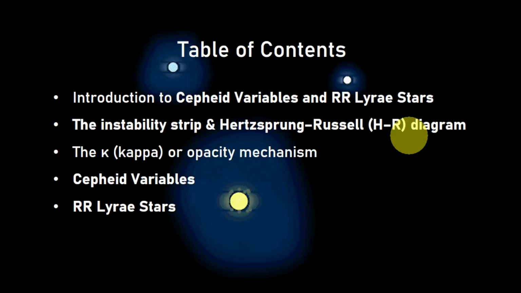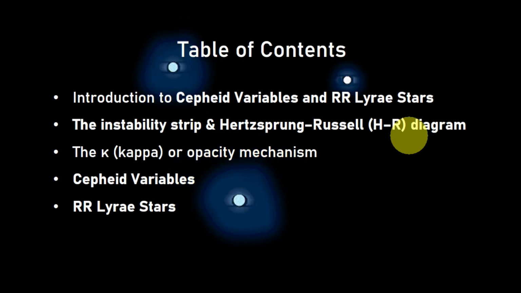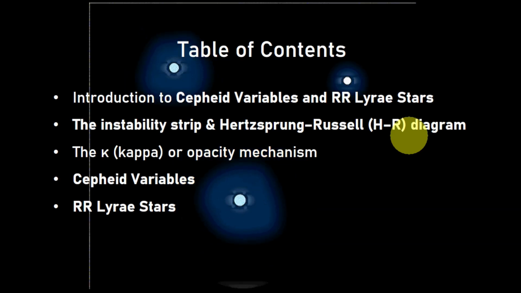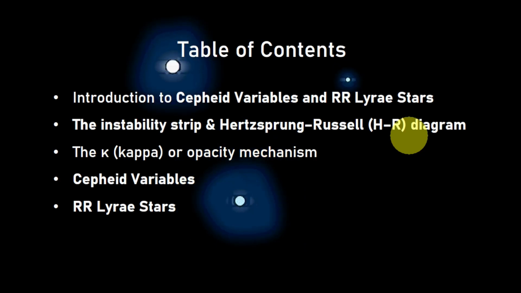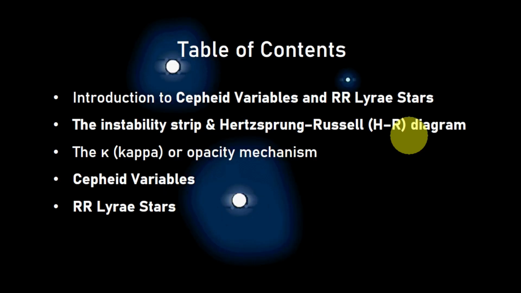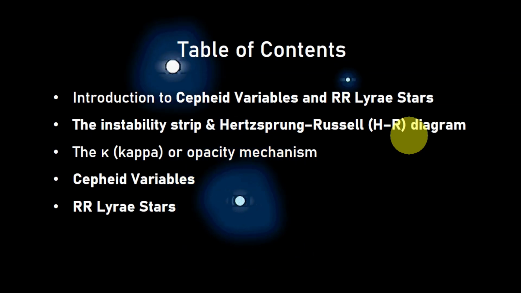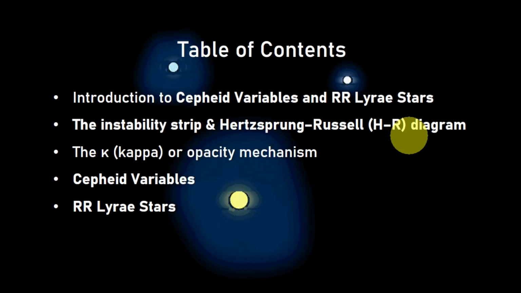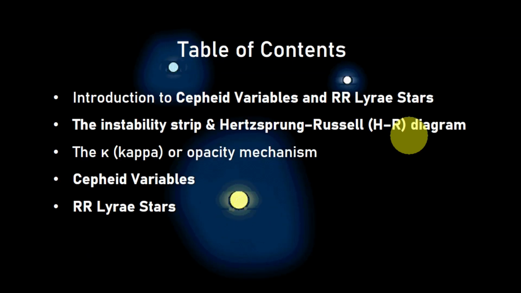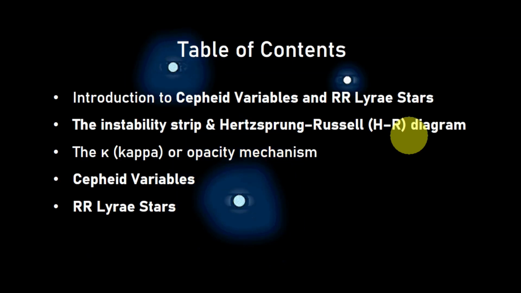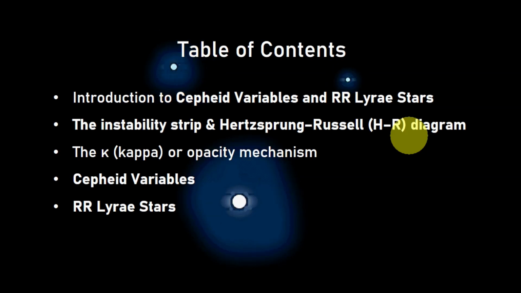As part of our table of contents, I'm going to be introducing variable stars and giving general information about variable stars and RR Lyrae stars. Then I'll talk about the instability strip and the HR diagram. Then I'll discuss the kappa mechanism, what is making the variable stars pulsate. Then I'll give brief information about the Cepheid variables and the RR Lyrae stars.